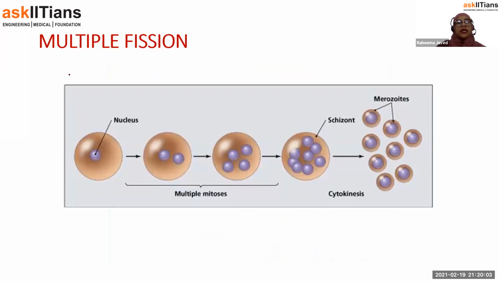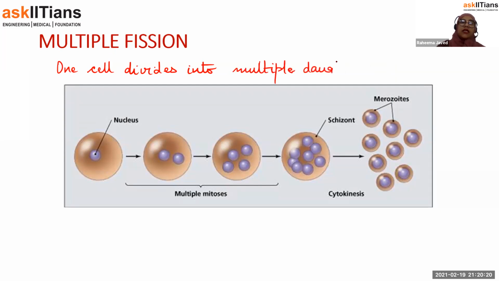Okay, then there is another type of fission which is multiple fission. Here one cell divides into multiple daughter cells, okay, which is very common in the malarial parasite, which is plasmodium. Okay, this is how it is able to spread the infection in the human body.